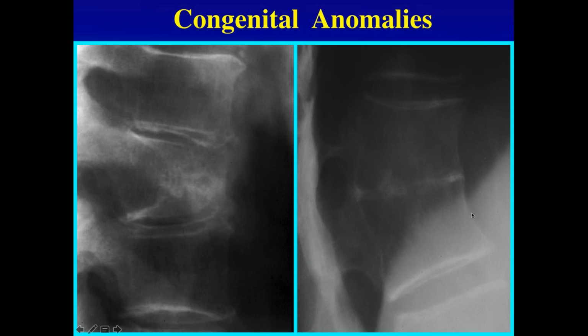On your right, we see typical appearance for a block vertebrae, again, a congenital lesion, and often then the waist AP dimension at the fused vertebrae is greater than the depth of the end plate at the levels above and below that fused segment.